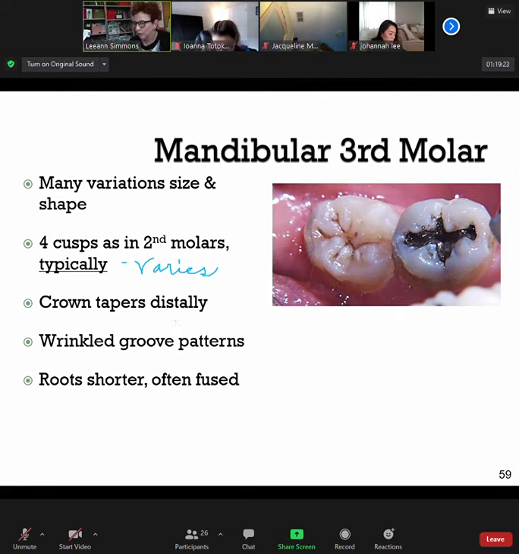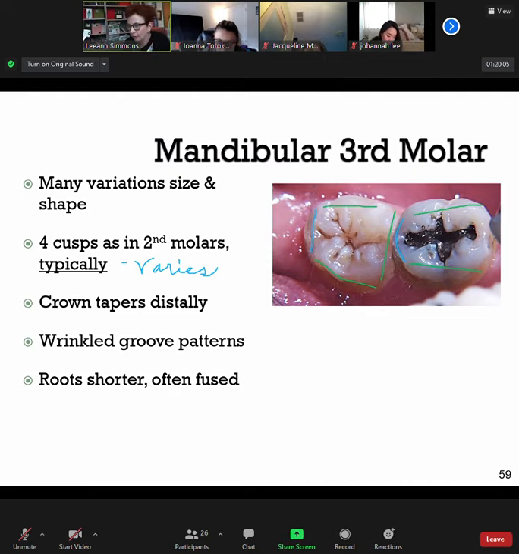These crowns are going to taper distally. So, if you look at them from this view, the distal aspect in blue is shorter than the mesial aspect. So if I do that in green, the mesial aspect is wider, so this tooth tapers distally. And that's what I mean by that. It also does that from the buccal and lingual aspect. It gets shorter on the distal, so the crown leans distally.